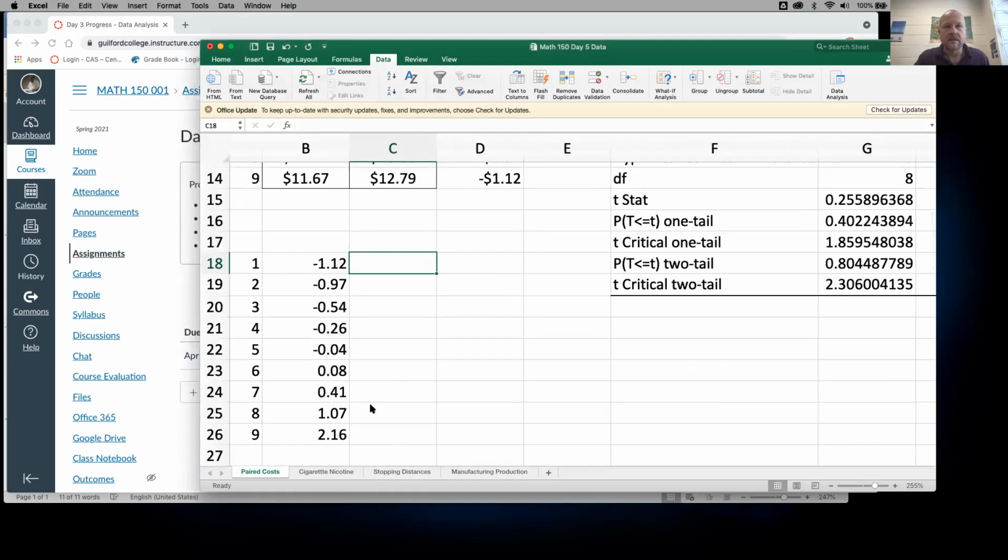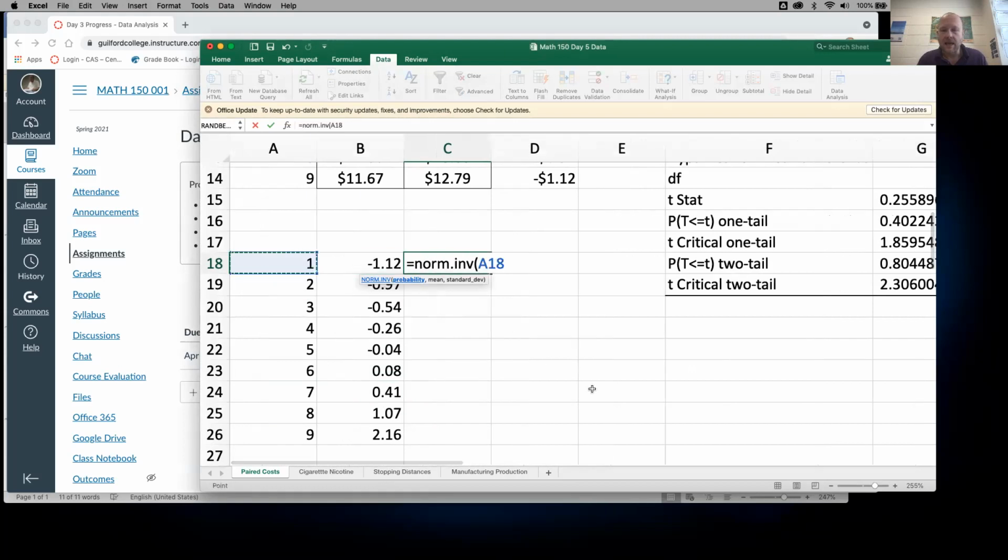We're going to say equals NORM.INV, parentheses, and then we're going to have that thing over there. So that was A18, except I'm going to need to put parentheses around it. Parentheses, A18 minus 0.5, okay? And that was basically to keep an error from coming up, divided by, there's 9 of them, so I'm going to say divided by 9, comma, okay?